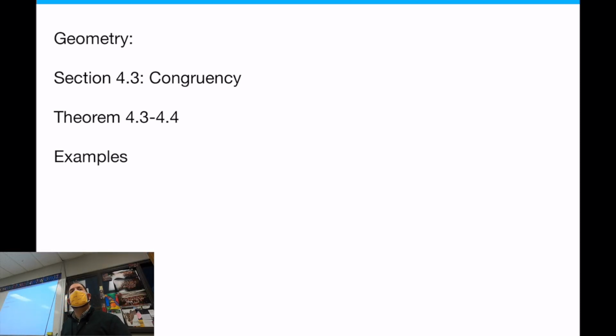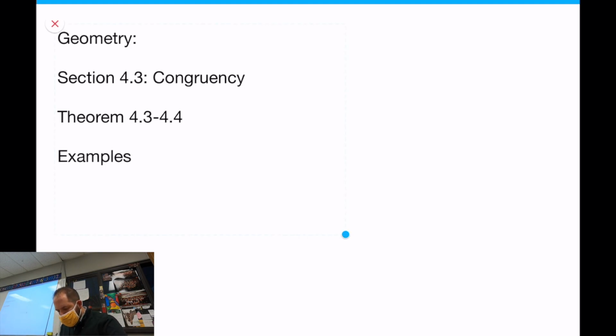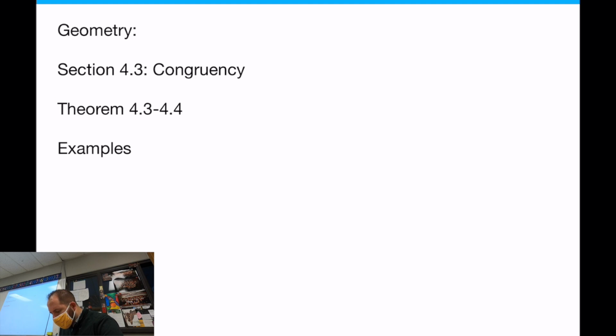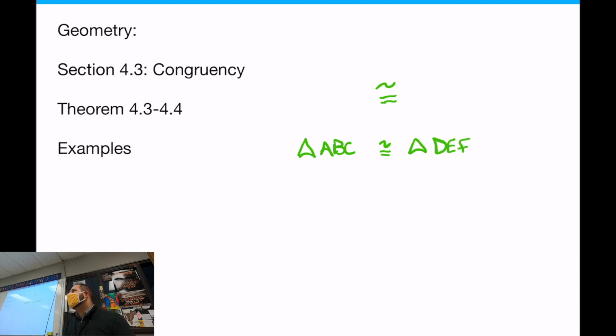Congruency. If you don't remember that congruency symbol from chapter 1, way back, it is this symbol. It's an equal sign with a little tilde above it. That's the congruency symbol. Now, why they actually use it: they're comparing two objects, two geometric figures, and saying that they're congruent to each other. Like for instance, triangle ABC is congruent to triangle DEF. That's how they use it.